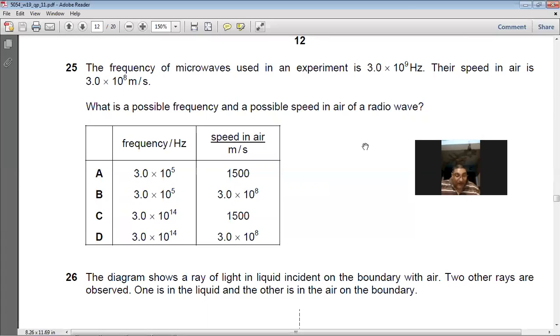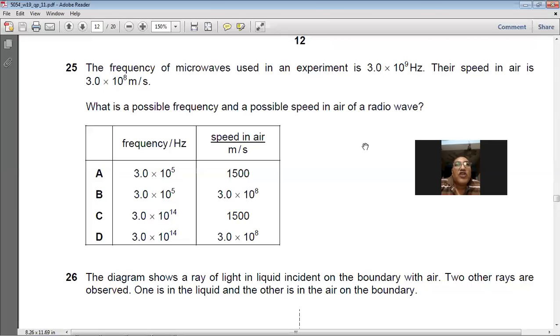But the radio waves, if you remember that code word for the electromagnetic spectrum, Ronald McDonald is very ugly except Gary. So the radio waves have less frequency as compared to the microwaves. The frequency of the microwaves is given in the question. You don't have to memorize it. It's 3 × 10^9 hertz. So the radio waves will have less frequency.